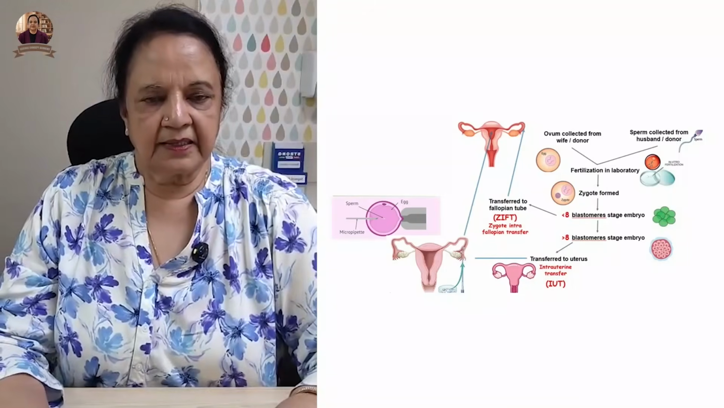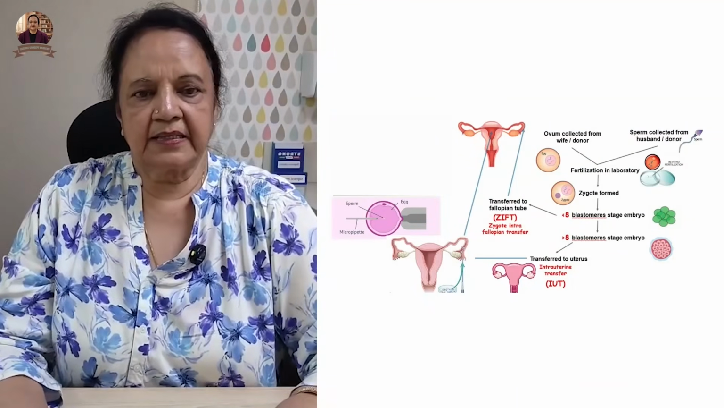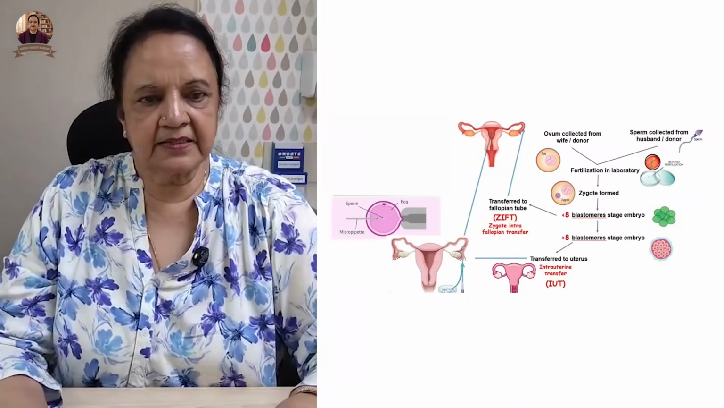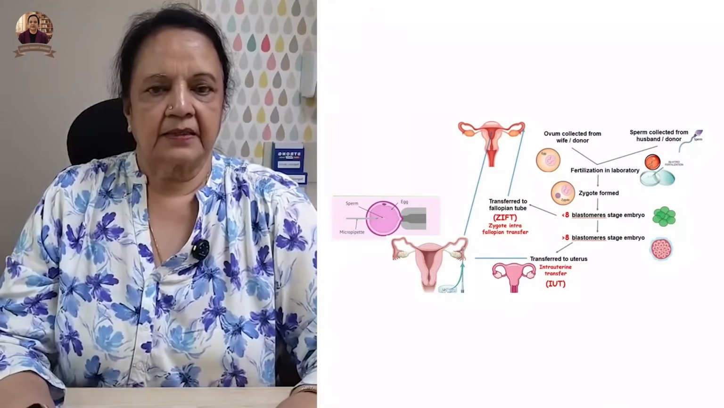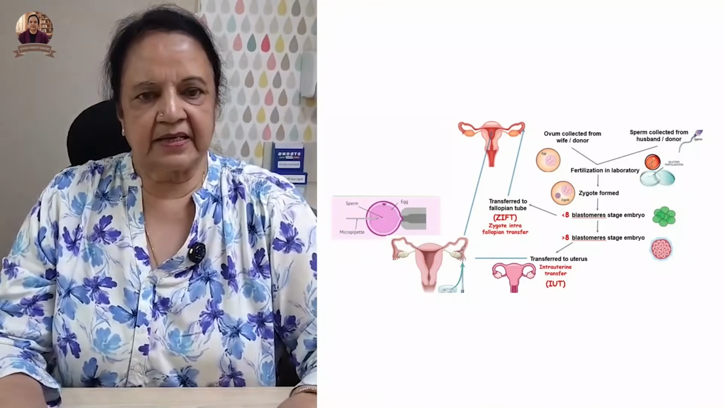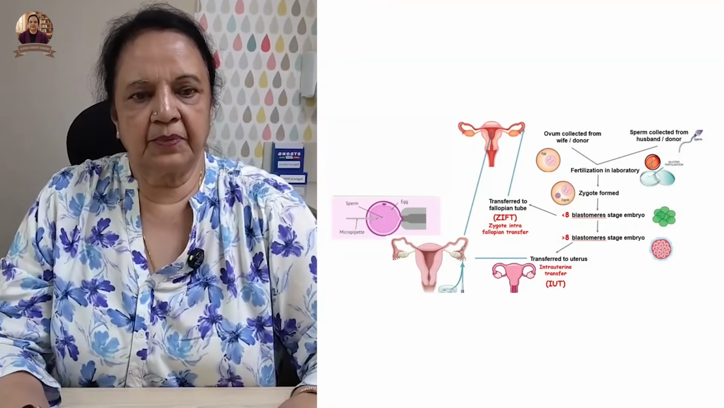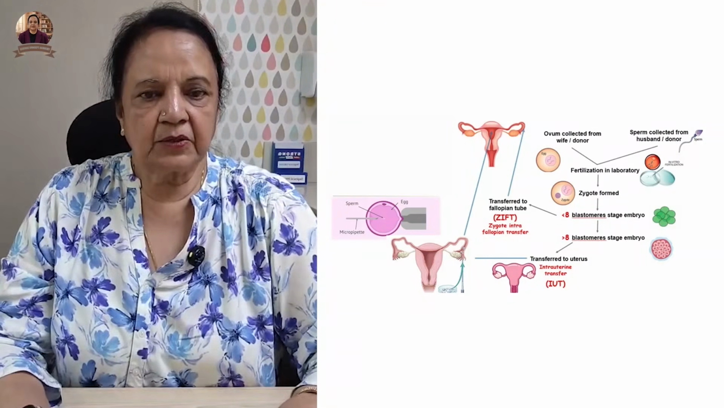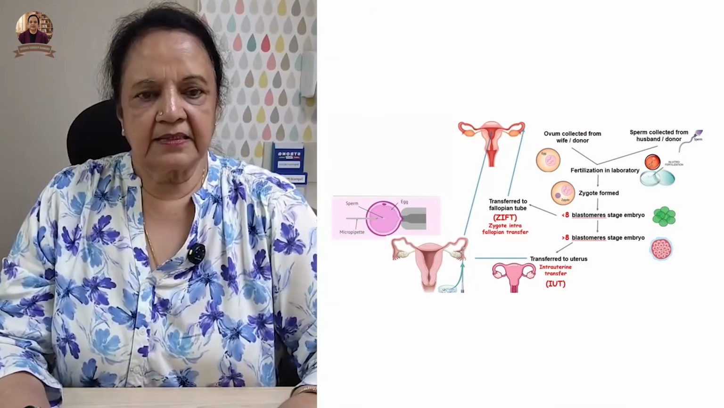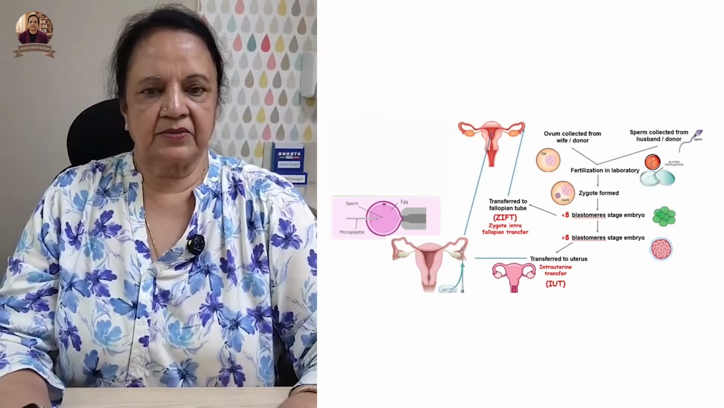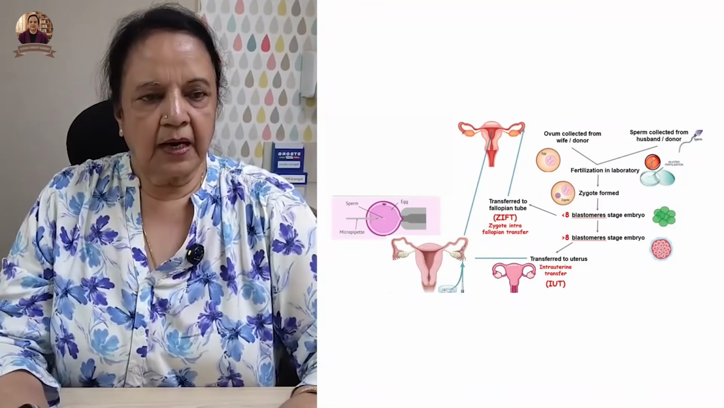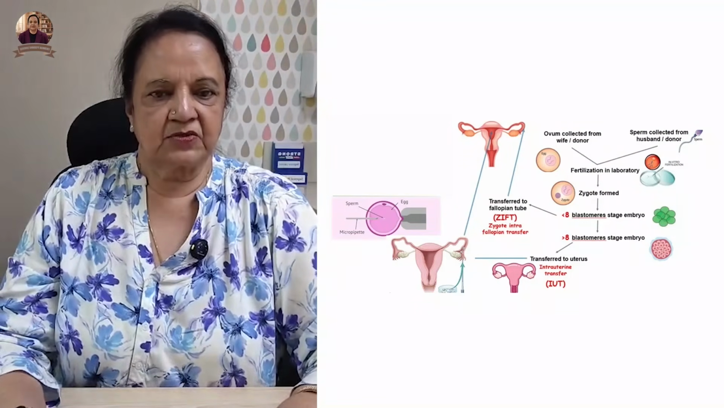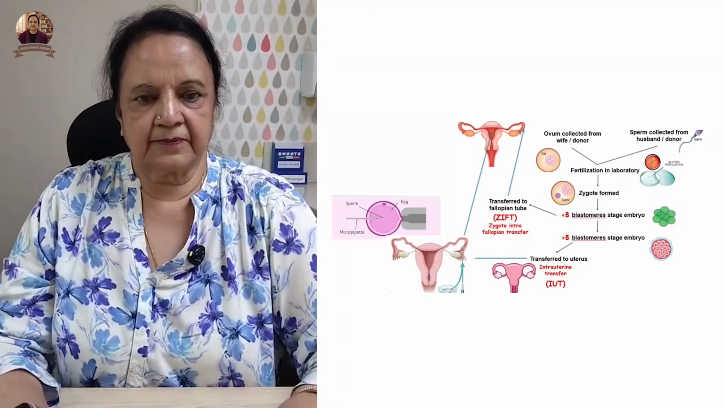Some other ART techniques. One is ZIFT, that is zygote intrafallopian transfer. The zygote, or the fertilized egg, is transferred into the fallopian tube instead of the uterus. Other is intrauterine transfer, or IUT. The embryo up to the 8-celled stage is transferred into the uterus.